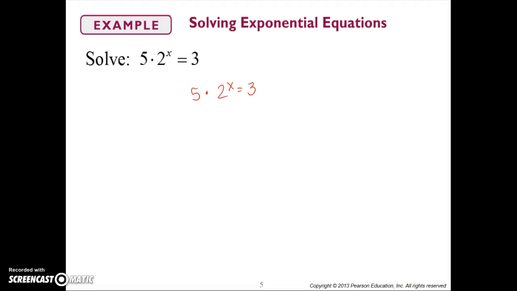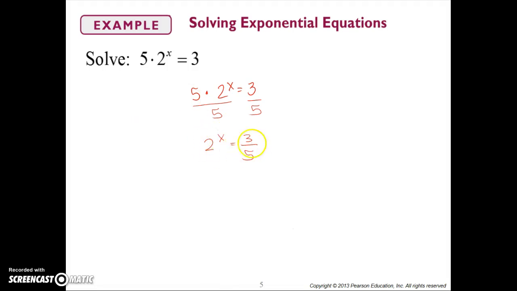First thing you want to do anytime you have an exponential equation is to get that exponent by itself. So in this case, we want to divide that 5 out. So we have 2 to the x equals 3 over 5. Once you have the exponent by itself, what you can do is you can use that power rule. Remember, when you take the log of a number, that exponent you can move down and make it a coefficient.